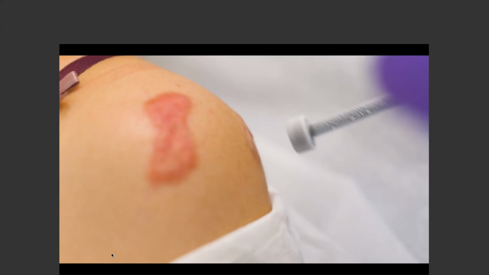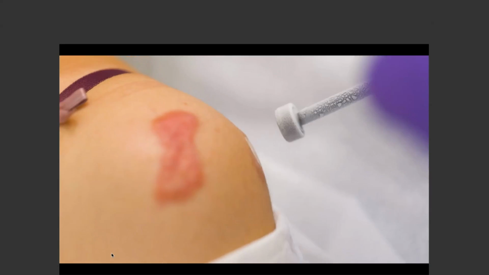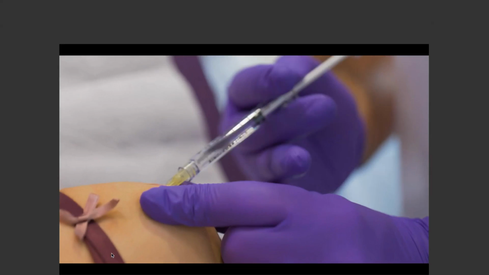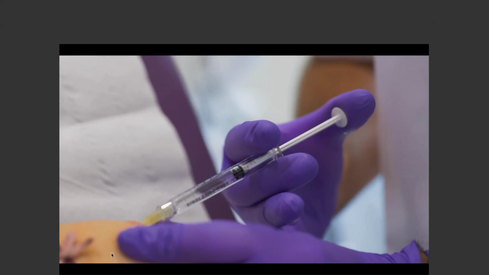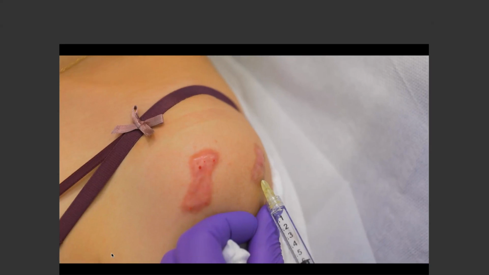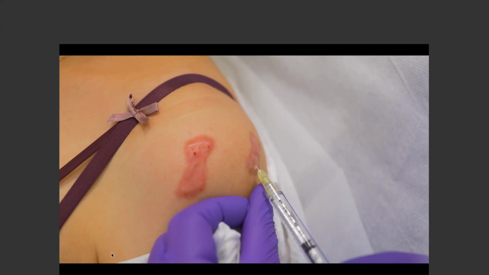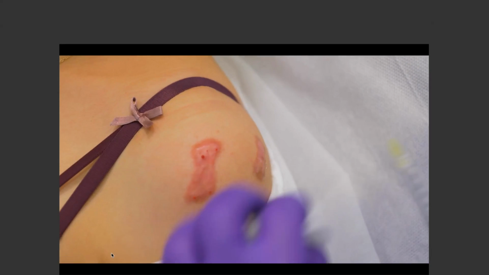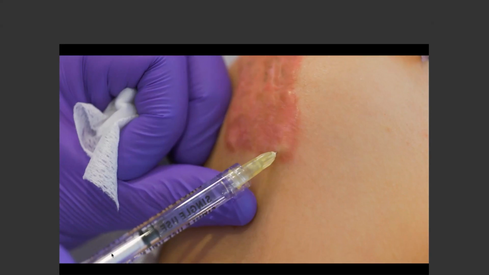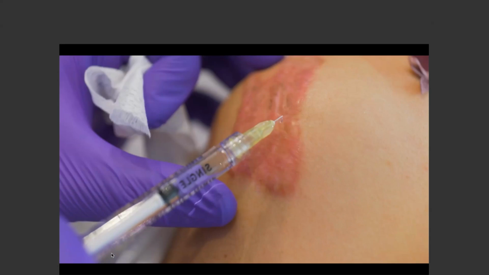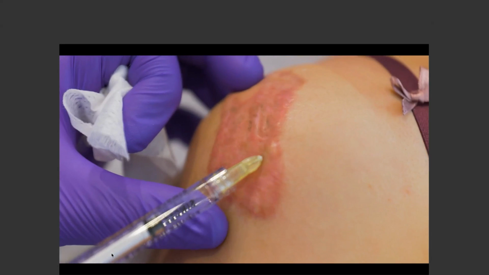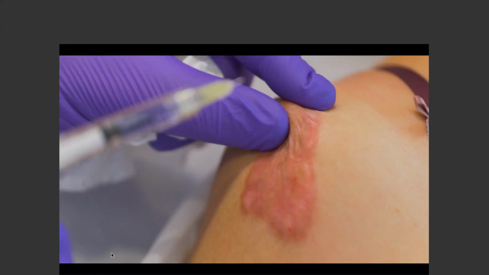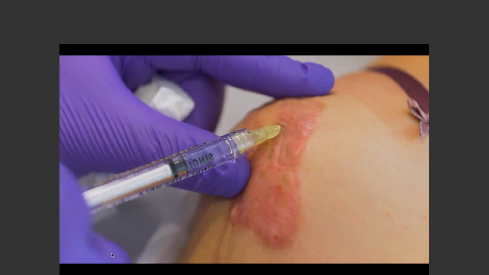All right, so first step is using a vascular device. Second step is using a cryotherapy with a tip. And third step is injecting, in this case, pure 5-FU at a concentration of 10 milligrams per milliliter. Okay? These were active keloids. You can see they are still red and they are thick. All right?